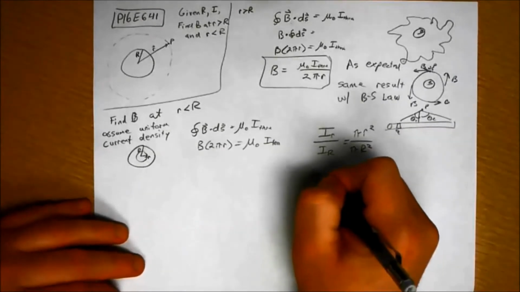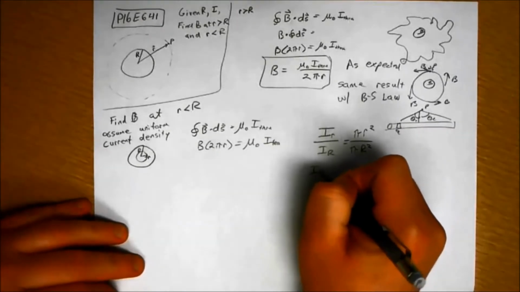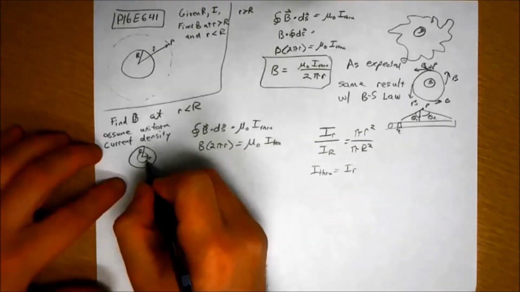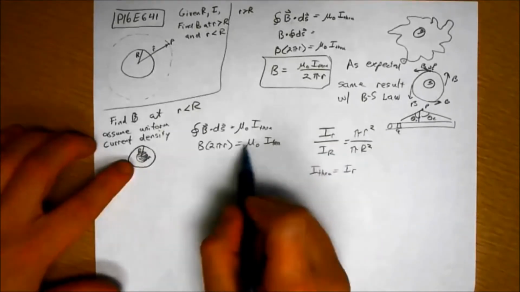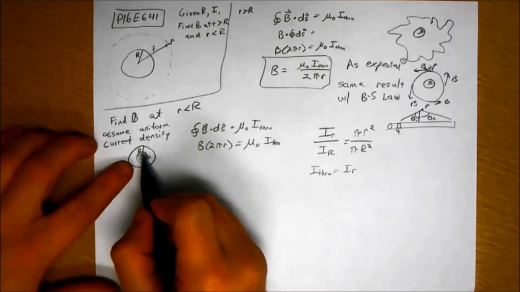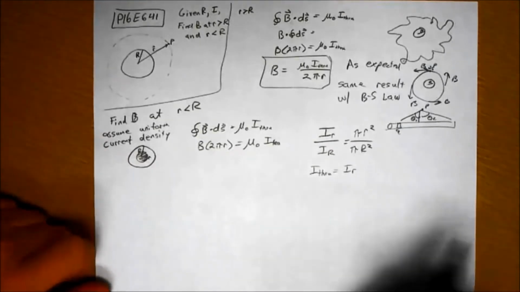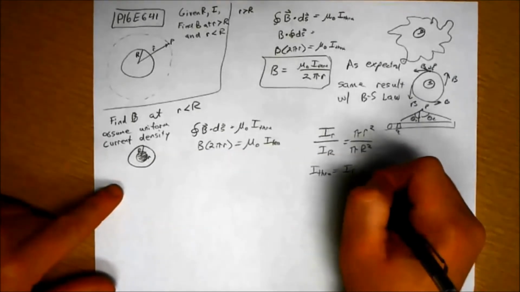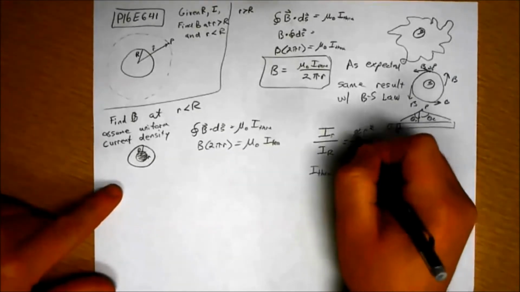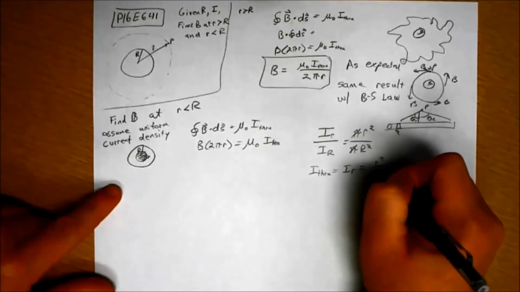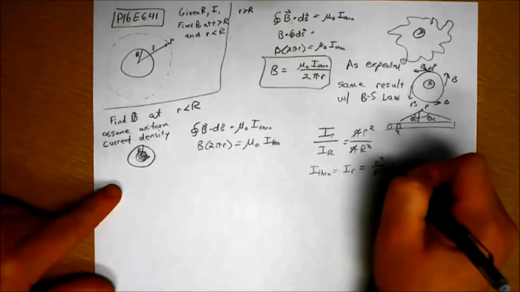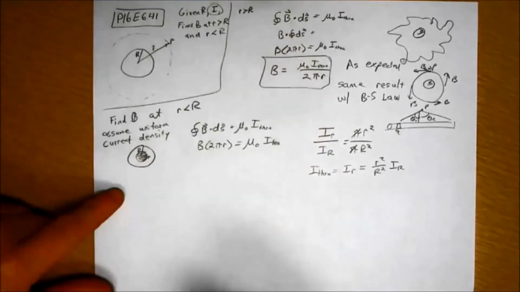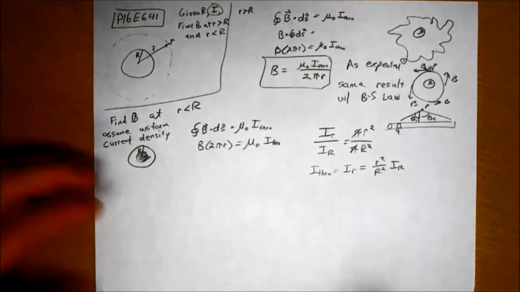So that means I through, that I'm calling it, is equal to IR, because that's going to be the current through this Amperian loop is going to equal, cancel out the pi's, r squared over capital R squared times IR, where IR is just this current we're given in the beginning, the total current through the wire.